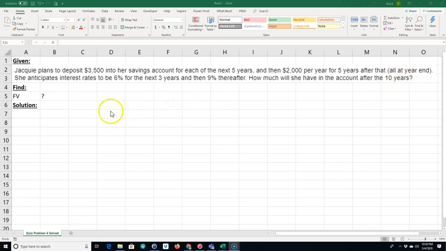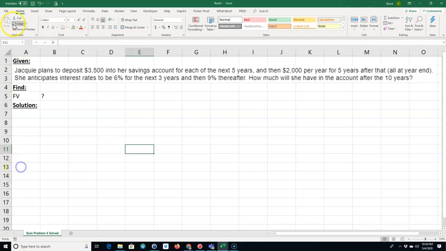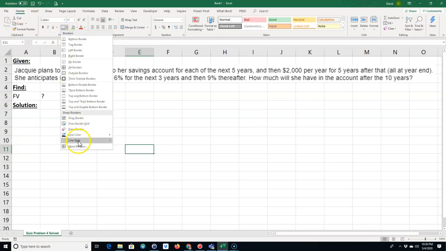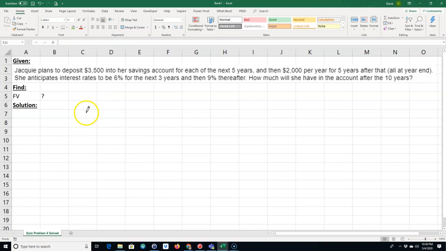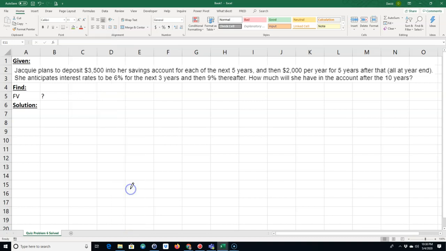So probably the best way to solve this, since it's so complicated, is to go up here to the Home tab under the font group, go into the draw borders, and draw out a cash flow diagram. So I'll go ahead and pick this bolder one right here. You can pick an even bolder one if you want. Let's just use this one.